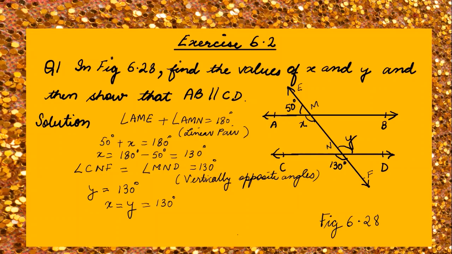That is, since alternate interior angles are equal, therefore you can say AB parallel to CD. Yes, if any of the property alternate interior angles, corresponding angles, or sum of the consecutive interior angles is 180, any property satisfies, then you can say the lines are parallel. Now come to question number second.